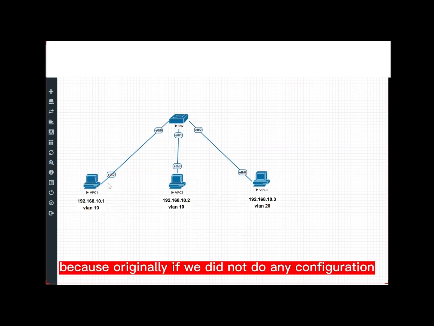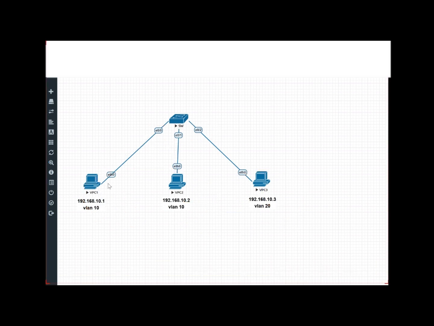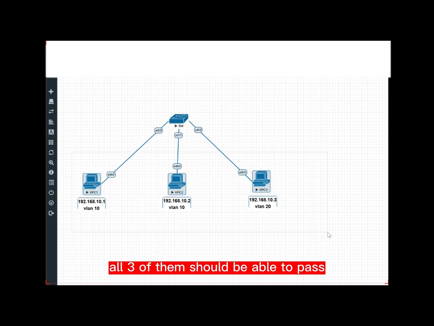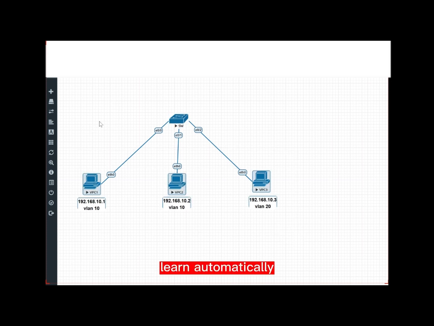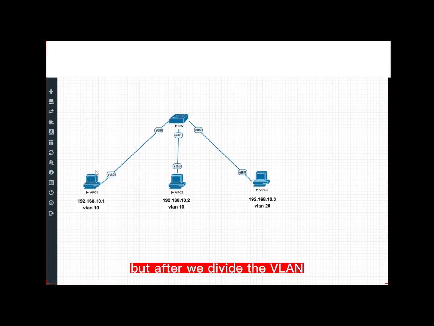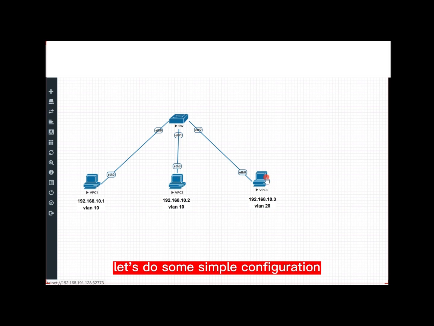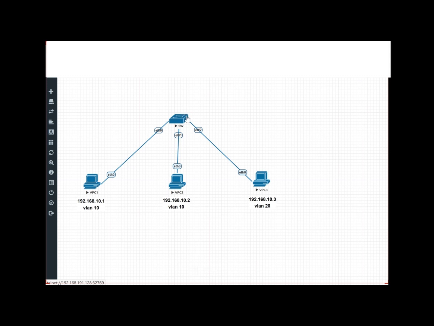Because originally, if we did not do any configuration, all 3 of them should be able to communicate, because they are on the same network segment. The switch does not need to be configured; it learns automatically, and then it's straight through. But after we divide the VLAN, it doesn't work. Let's see how they can't communicate today. Okay, let's do some simple configuration. We'll talk about the trunk later, which is another type. Let's demonstrate access first.